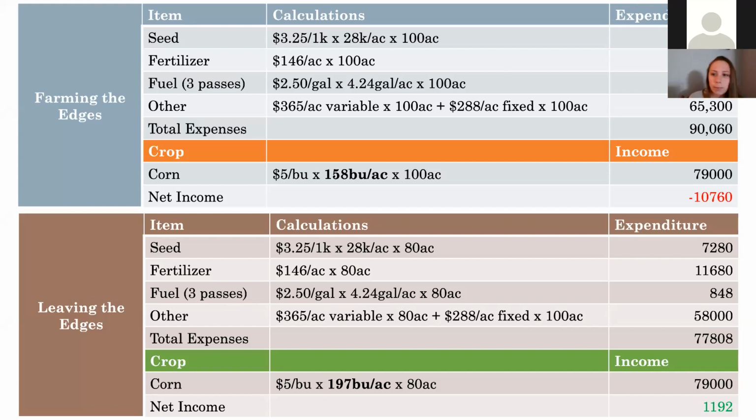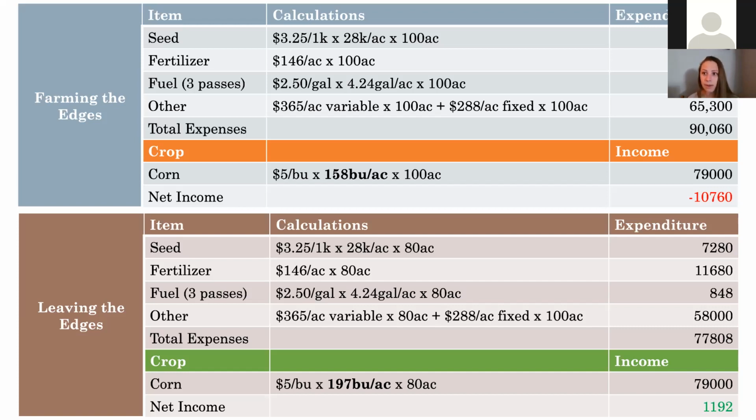Just by farming the edges, if you're making 158 bushels an acre over 100 acres, let's say, and again, 20% of that field is losing money. Let's say it's making 0 bushels an acre at $5 a bushel. The net income is going to be negative $10,000. And if you have any questions at the end about where some of these numbers come from, we can definitely do a deeper dive.